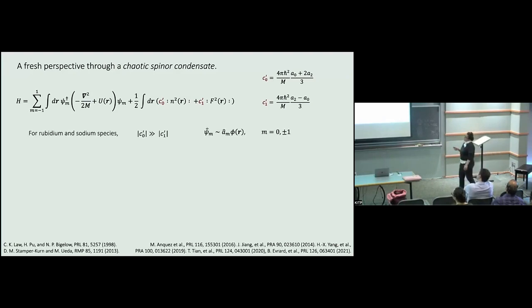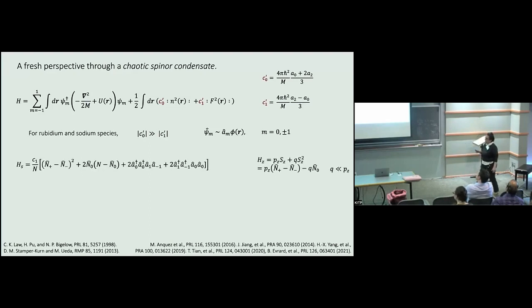In particular, for rubidium and sodium species, we have a great simplification, and that is what's called the single mode approximation. Under this approximation, the spatial profile of atoms with different spins is the same, okay? That means the wave function can be factorized into a spatial part and a spin part, and you can embed the spatial part into the normalization constant, and that gives you a simple spin Hamiltonian.